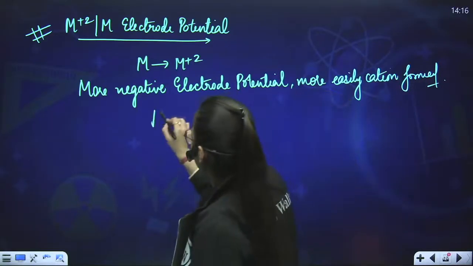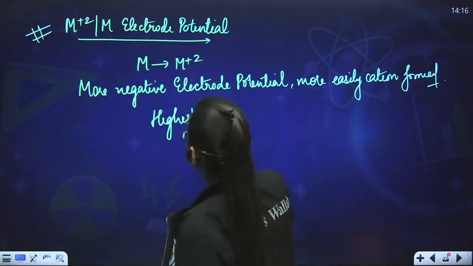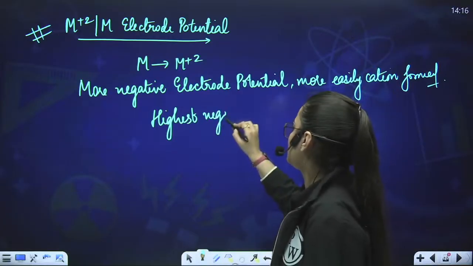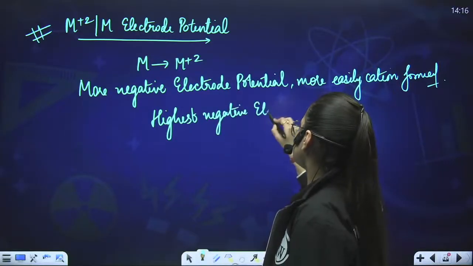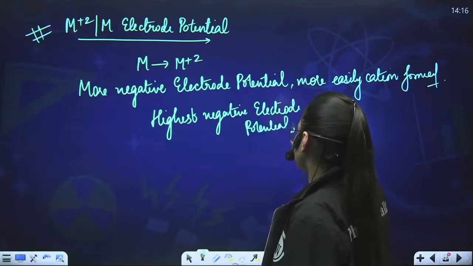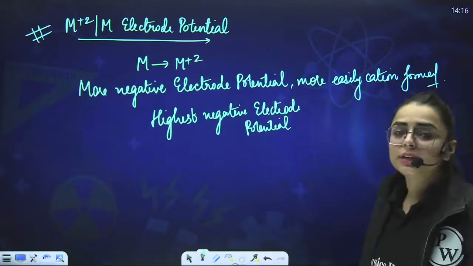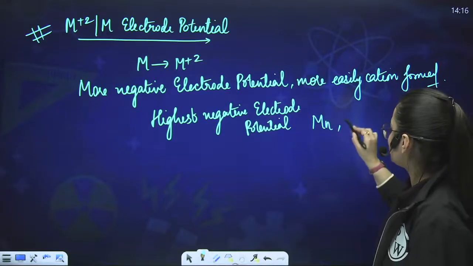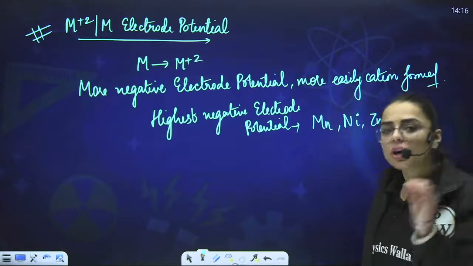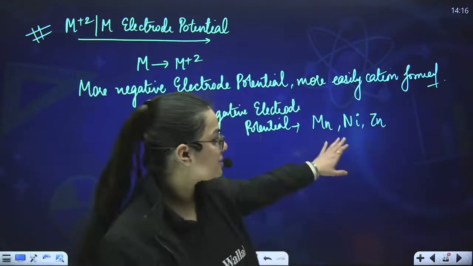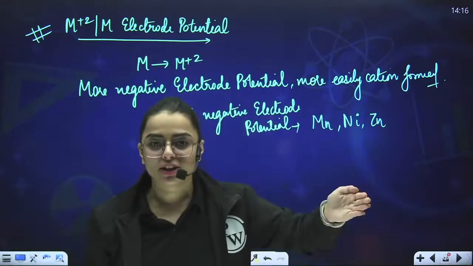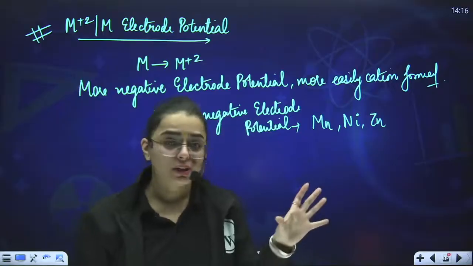Okay, so which will have the highest negative electrode potential value? This is really important. And now over here, it is manganese, nickel, and zinc. They will have the highest one. Why? First of all, if I talk about zinc, basically zinc has 3d10 4s2 electronic configuration. When you remove 2 electrons, it is 3d10, which is a completely filled configuration.